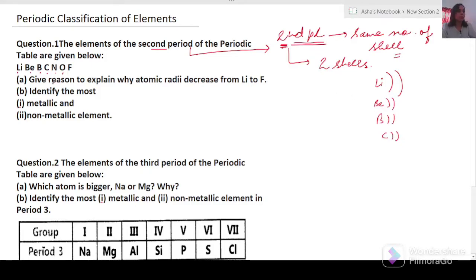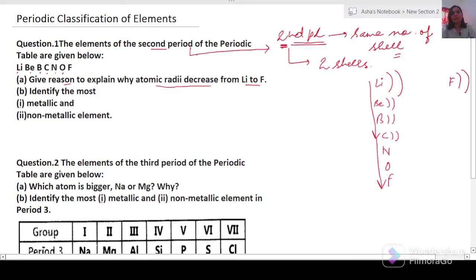Now part A: give reason to explain why atomic radii decrease from lithium to fluorine. See, lithium is the first element here in the second period and fluorine is the last element, although it will also have 2 shells. That is why they are asking why the atomic radius decreases as we go from lithium to beryllium, boron, carbon, nitrogen, oxygen and then fluorine. Why do the atomic radii keep on decreasing?